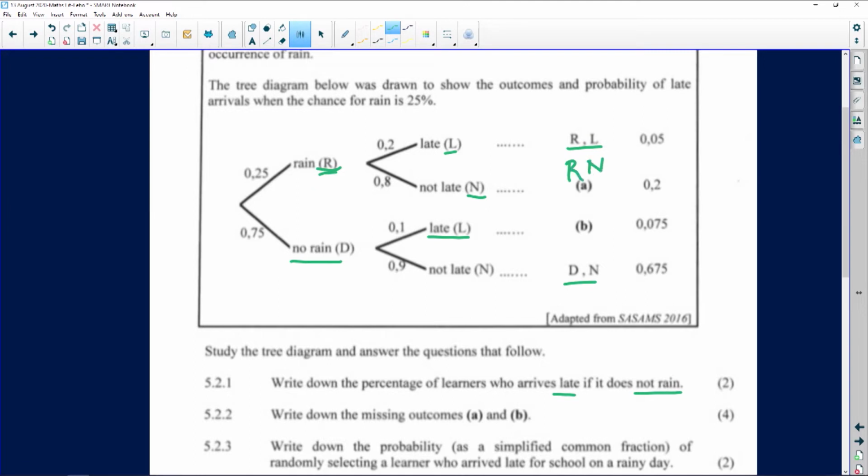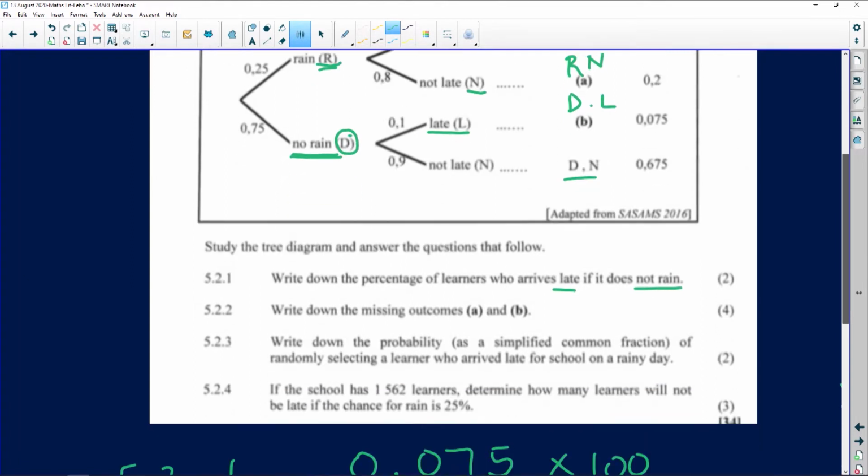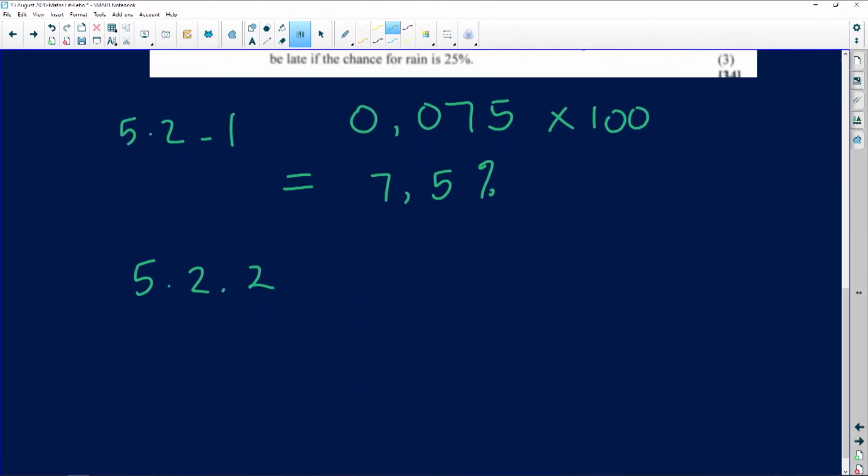Okay? And then the next one for B, it would be no rain, which is a D, and late, which is L. So it would be DL. So I've got my outcomes going on over there. Free 4 marks. And this is what I was saying about probability, guys. You want to go in, run in, get all the marks that you need.